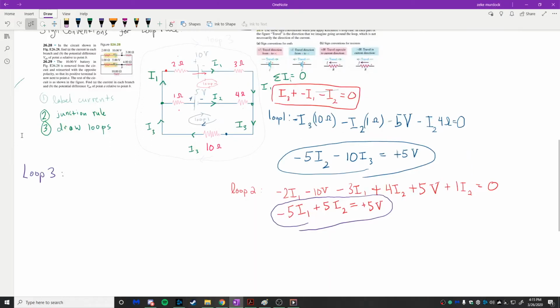This is the last hour of Physics 1C for March 26th. We're going to finish doing this problem, and then we're going to look at one other problem. Did you guys finish doing loop 3? Did anyone get an answer for this yet?